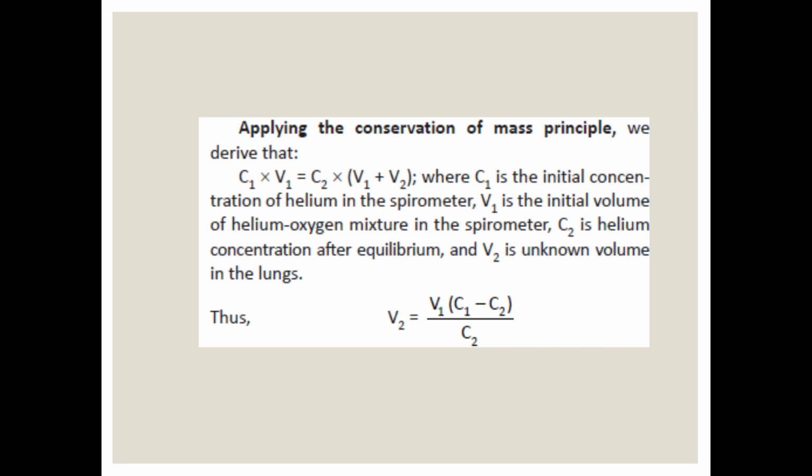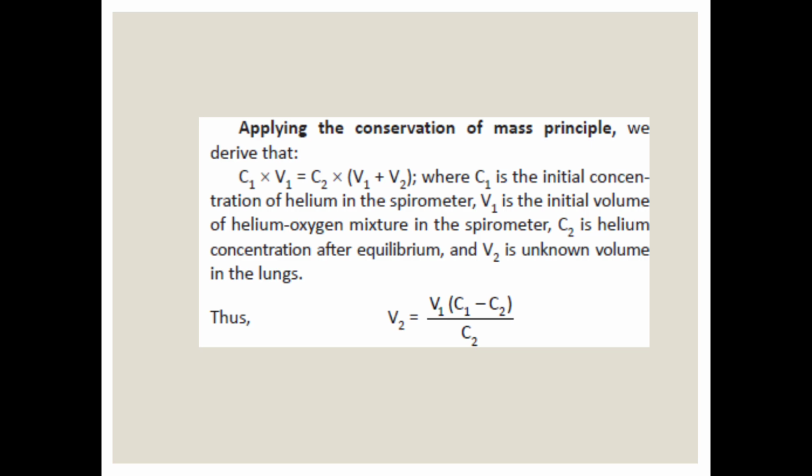So V2 is equal to V1 into C1 minus C2 divided by C2. In this way we can measure the FRC or residual volume. As I told you, if the test begins at the end of normal tidal volume, that is end of expiration, then we will measure the FRC. If the test begins at the end of forced vital capacity, then we will measure the residual volume. Similarly, if the test starts after maximal inspiration, then we are going to measure the total lung capacity.